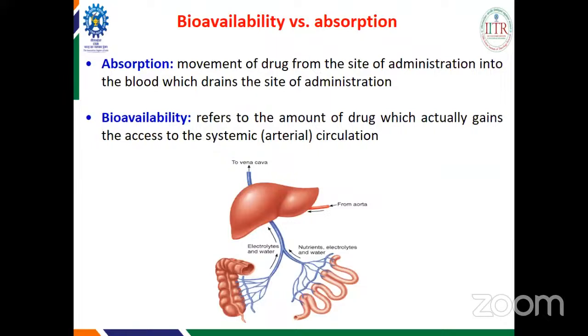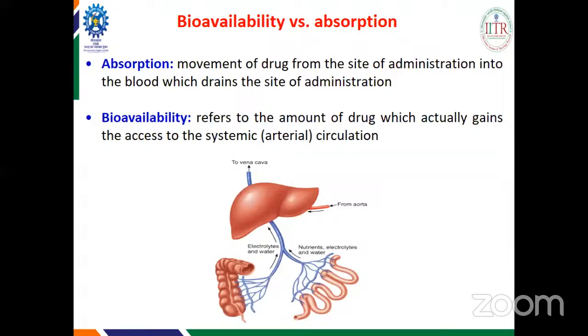As you can see in this particular figure, the capillaries coming to the intestine take the drug molecules out through the liver. Bioavailability refers to the amount of drug which actually gains access to the systemic circulation. When we talk about the systemic circulation, we mean the arterial circulation: the blood pumped by the heart to the body after oxygenation. So bioavailability is primarily defined based on the systemic circulation concentration in the arteries.